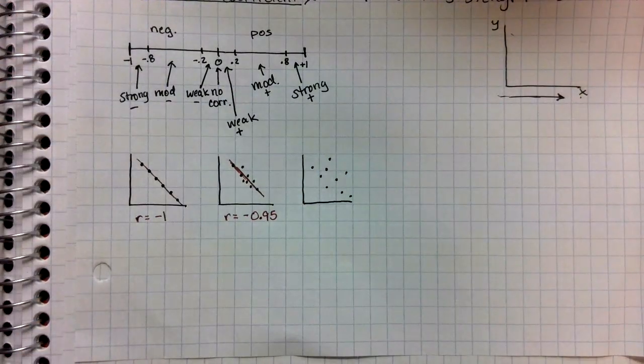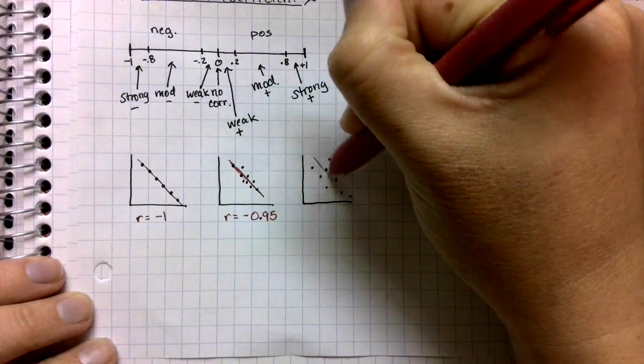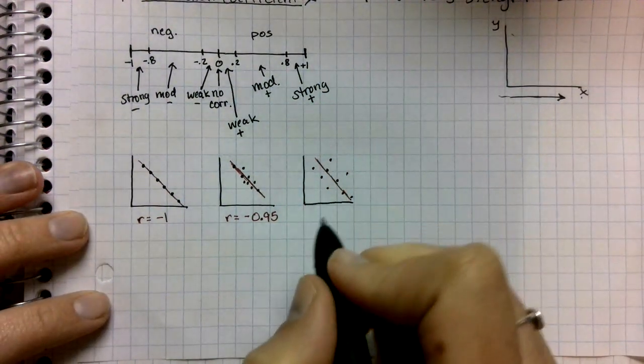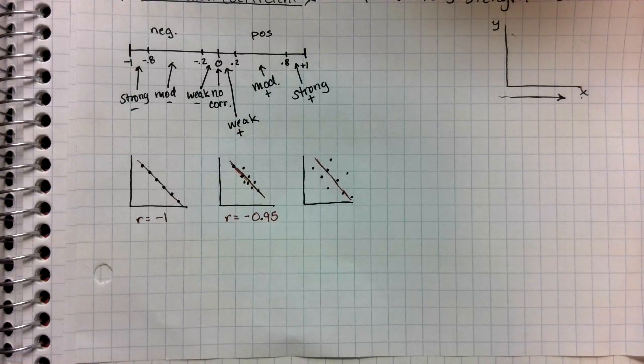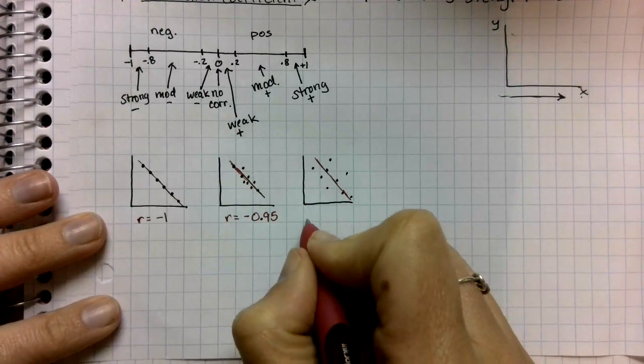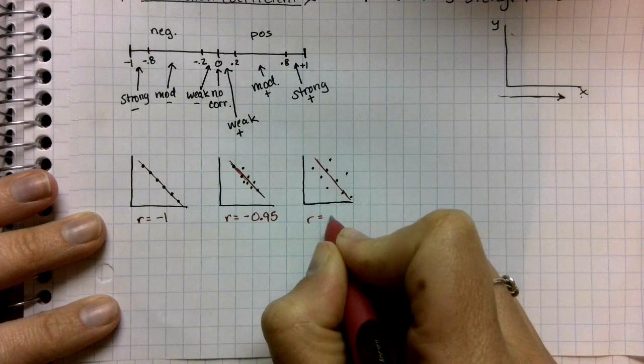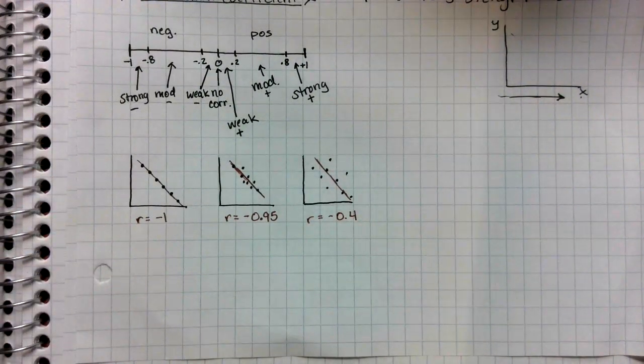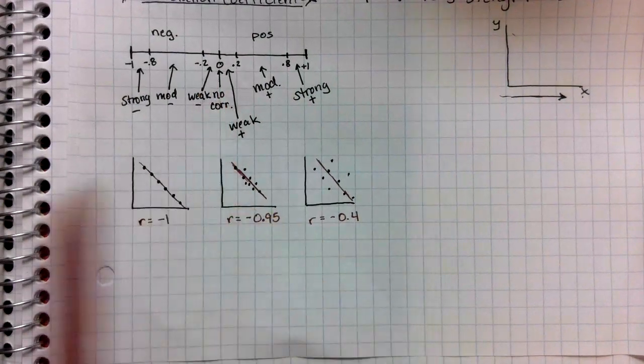Okay. Now, as your points space out further and further from that line, and they're not packed so tightly together, your R value goes down. So here I still have a pretty good idea that it's going in a negative direction, but my points are much more spread out. So I might call this one -0.4. Okay, so moderate, but getting pretty close to weak here.